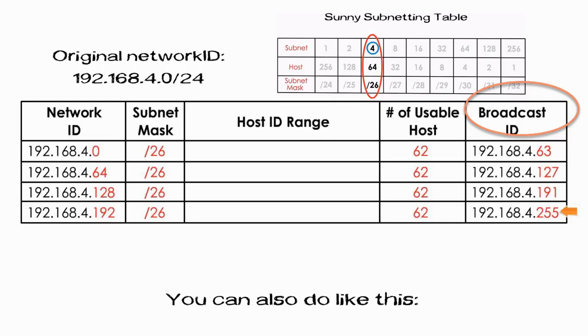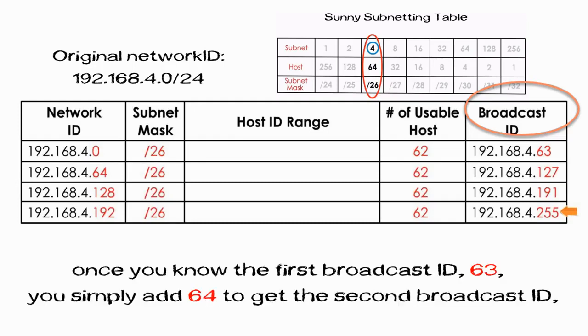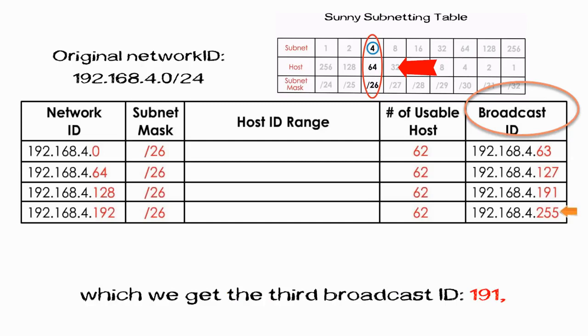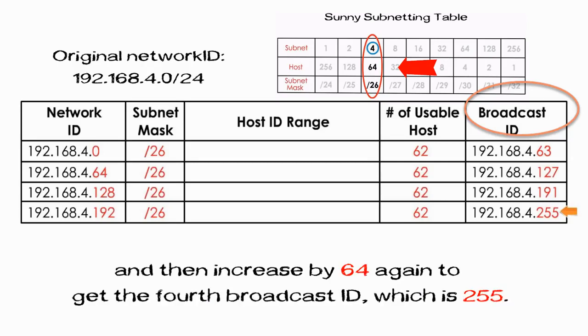We can also do it like this. Once you know the first broadcast ID, 63, you can simply add 64 to get the second broadcast ID: 63 plus 64 is 127. Then add 64 to 127, and we get the third broadcast ID, 191. Then increase by 64 again to get the fourth broadcast ID, which is 255.